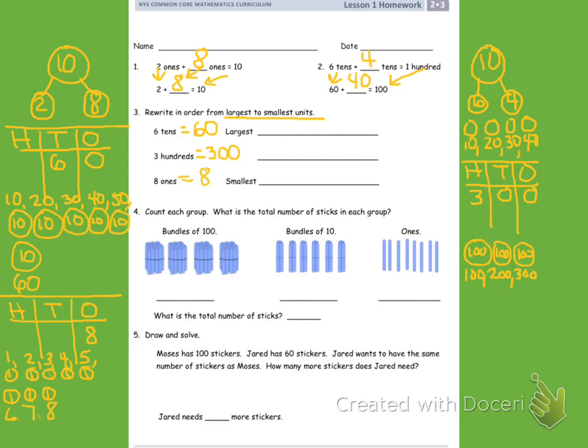It does ask me to rewrite them in order from largest to smallest. So I have to decide, is 60, 300, or 8 the largest?